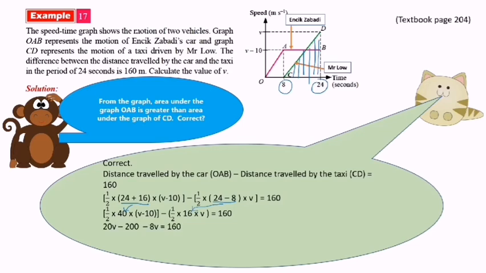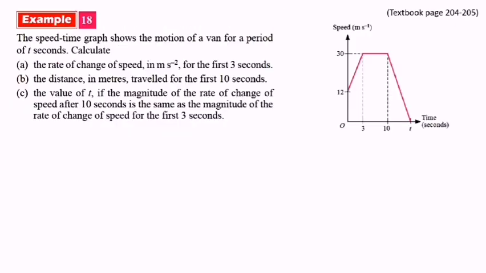Then after we solve it, we will get 20v minus 200 minus 8v equals 160. 12v equals 360. v equals 30.